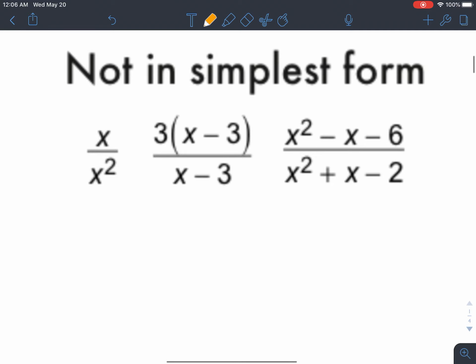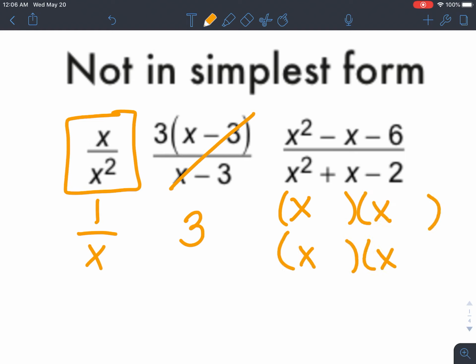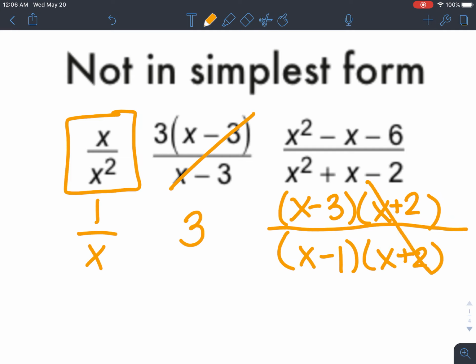Let's come over here. This first one is x over x squared, so I could make that 1 over x. In this second one, I could cancel the x minus 3's and just get 3. And in this third one, I'd have to factor, because I can't tell right now whether or not it can be simplified. But it can, because the top and bottom both have an x plus 2. And so the simplified form would be x minus 3 over x minus 1.